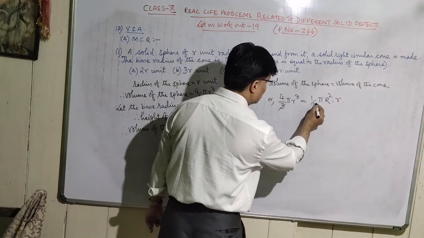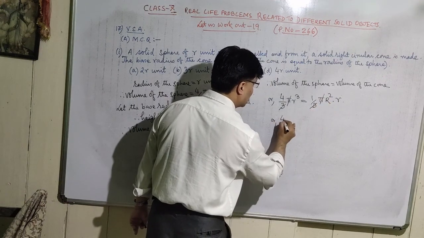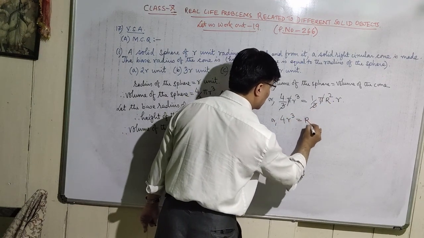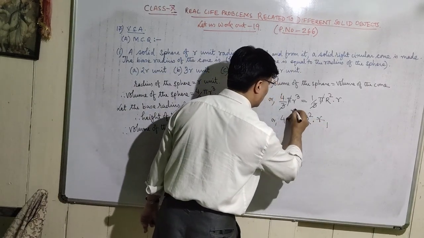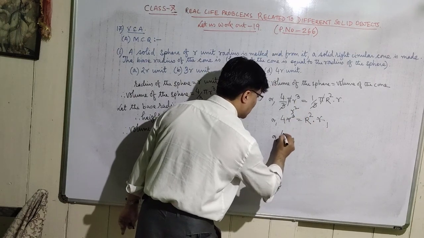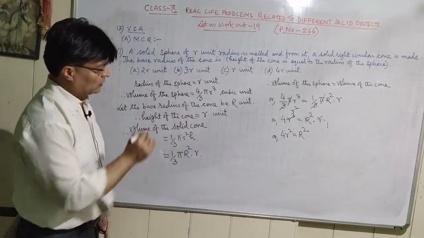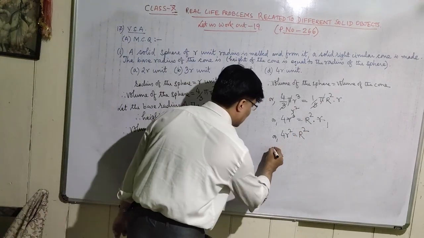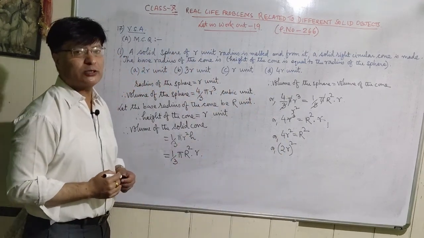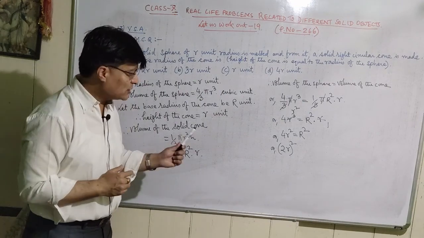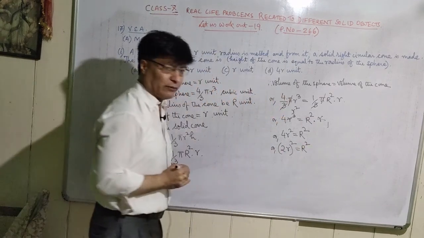Here the 3 gets cancelled, and pi gets cancelled. What do we get? 4r cube is equal to capital R square into small r. Again, this small r and r cube cancel, leaving r square. So 4 small r square is equal to capital R square. Now you have to find the value of capital R, so write 4r square in terms of a whole square. That is 2r whole square, which is equal to capital R square.